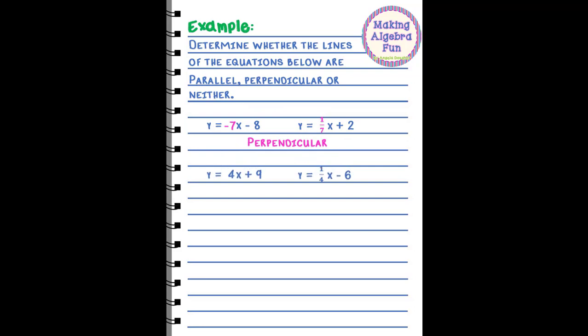Here's another example. These two slopes are not the same. They are reciprocals, but both of them are positive, so these are not perpendicular. We can say neither.